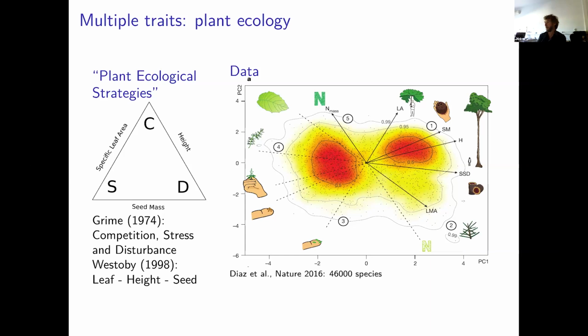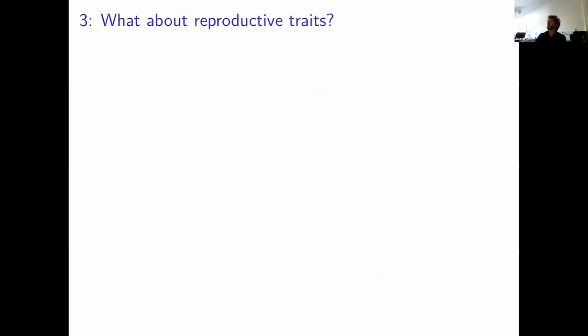It had data on about 46,000 species, and actually shows the same thing. There's a height axis and there is a leaf axis. And what is quite striking is that this actually explains quite a lot of the variation in plant traits. So 74% of the variation has been captured in these two PCA axes. So we wonder then, where do reproductive traits fit in here?